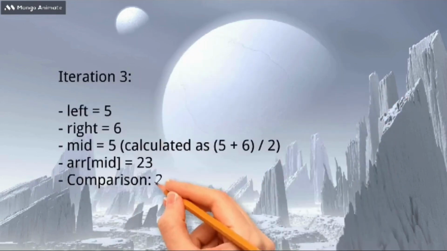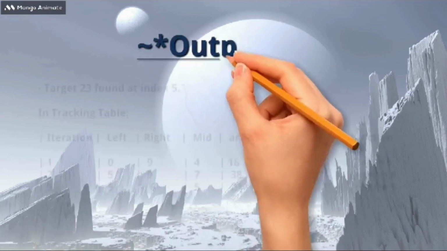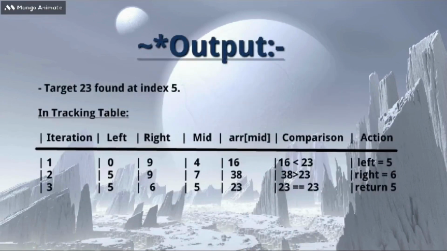Iteration 3. Left equals 5, right equals 6, mid equals 5, calculated as (5 + 6) divided by 2, which gives 5. Array at mid equals 23. Comparison: 23 equals 23, return mid, which equals 5. So finally, the output: target 23 found at index 5.